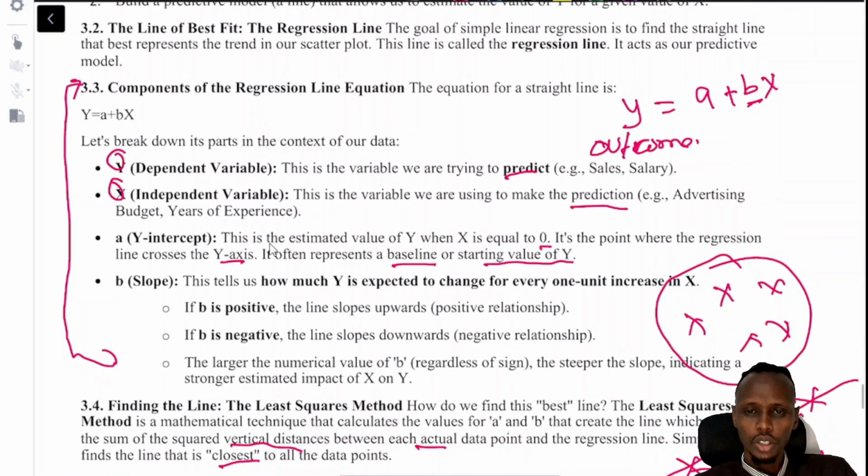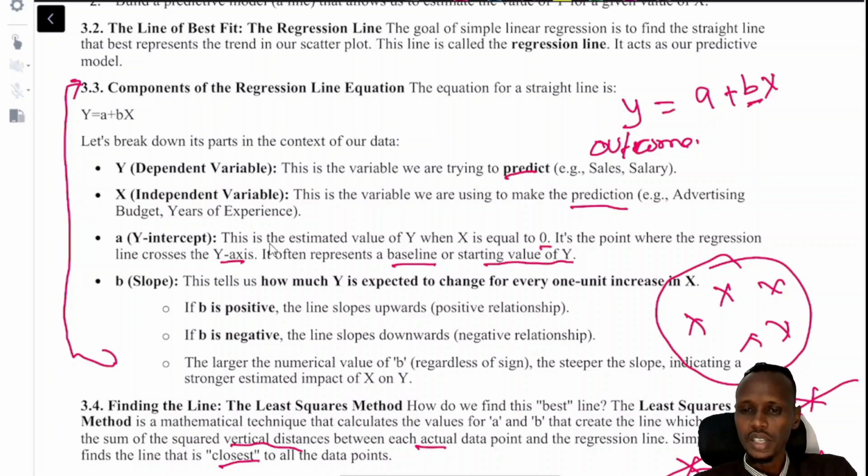So components of regression. There is an equation y is equal to a plus bx. So let us break it down into parts in the context of the data. Y is the dependent variable. X is the independent variable. This is the variable we are using to make the prediction, for example advertising budget or years of experience. A, the y-intercept, is the estimated value of y when x is equal to 0. It is the point where the regression line crosses the y-axis.